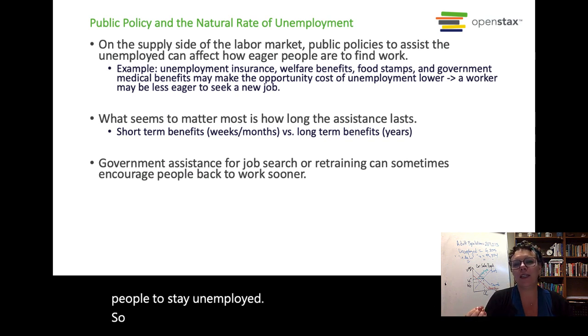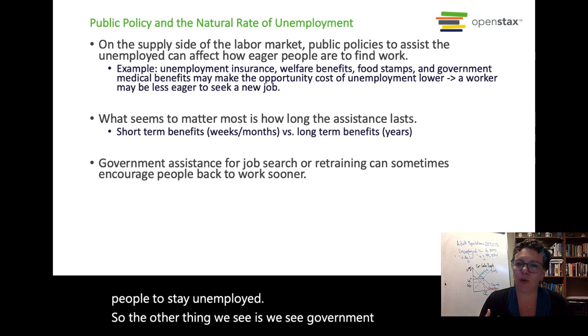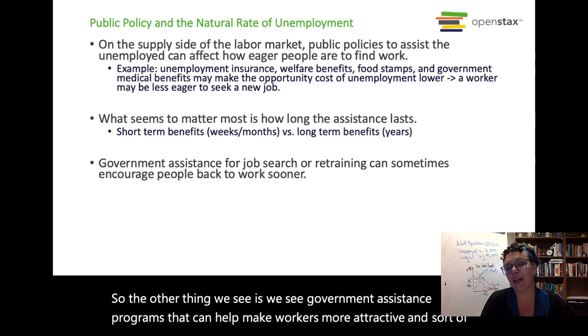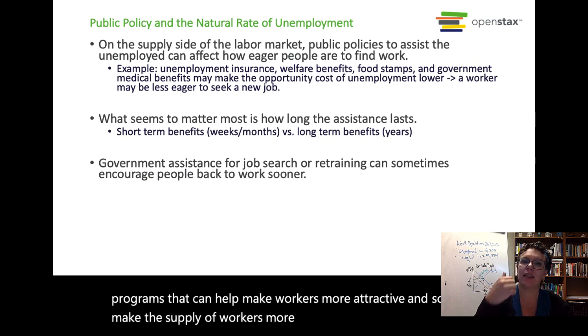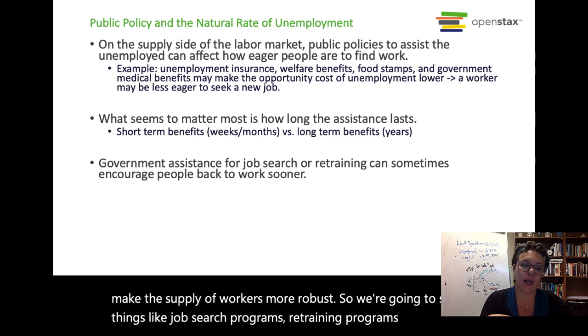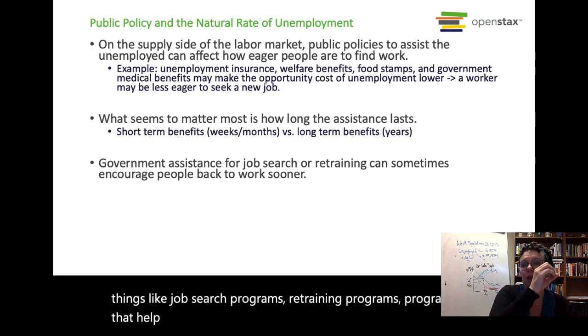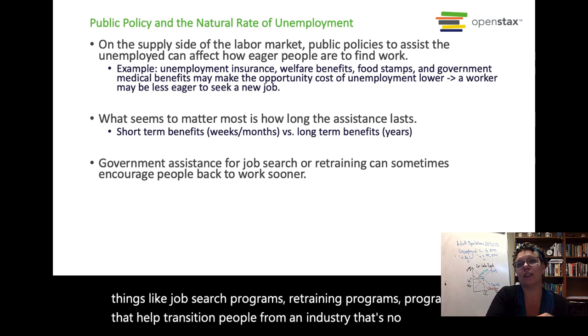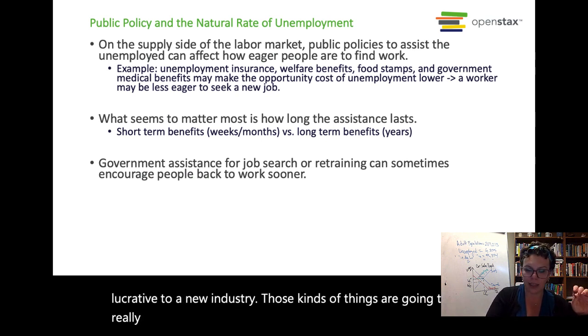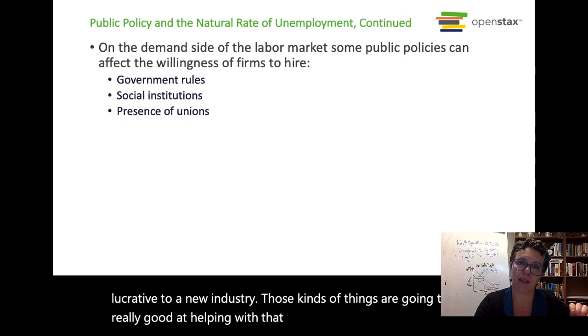The other thing we see is government assistance programs that can help make workers more attractive, and make the supply of workers more robust. So we're going to see things like job search programs, retraining programs, programs that help transition people from an industry that's no longer lucrative to a new industry. Those kinds of things are going to be really good at helping with that structural unemployment.